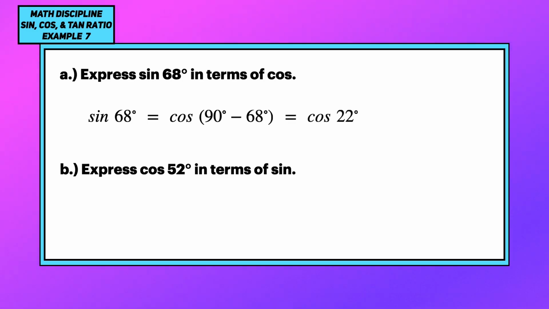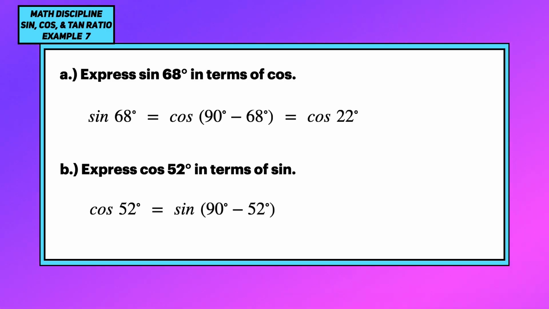You can check that this is true in your calculator. If you enter either sine of 68 degrees or cosine of 22 degrees, they both give you a ratio of approximately 0.93. In example 7b, we have to express the cosine of 52 degrees in terms of sine. So our answer will have sine, and we find the complementary angle to 52 degrees by subtracting 90 degrees minus 52 degrees. So our answer is sine of 38 degrees.